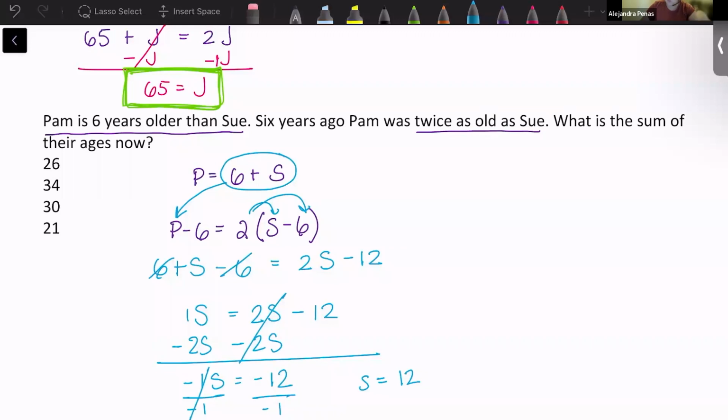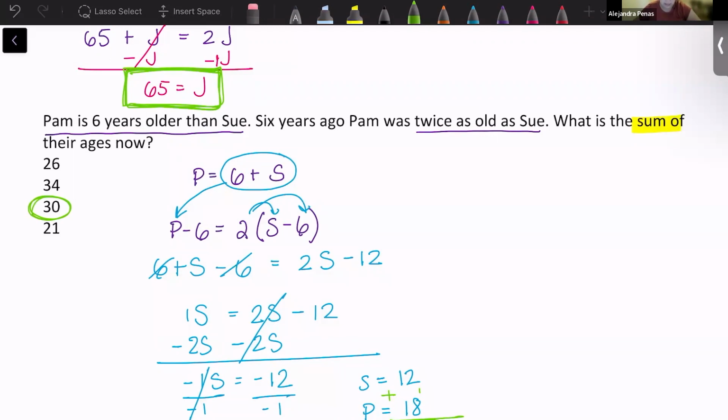Now let's figure out how old Pam is. So Pam is supposed to be 6 years older. So Pam is supposed to be 6 plus 12, which is 18. And now we're going to add 12 because, again, the question is asking us for the sum of their ages. So the final answer would be to add these two together, which would be what, 30? So the sum of their ages now is 30 years old.